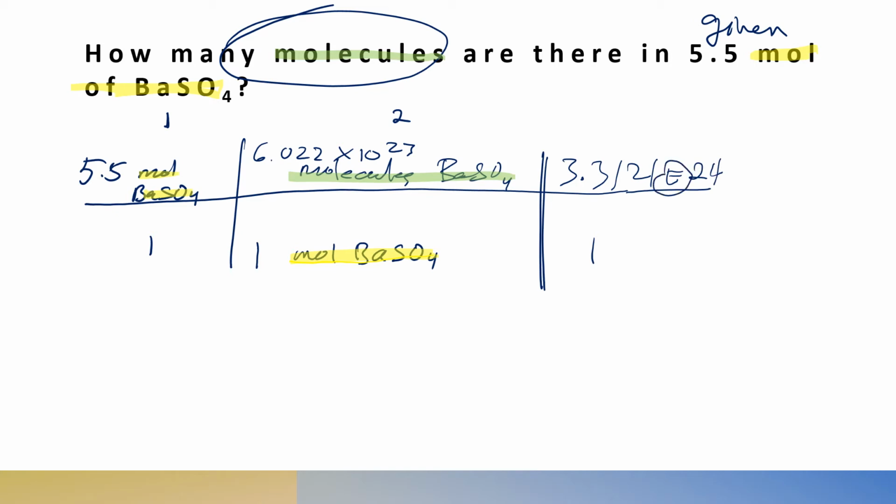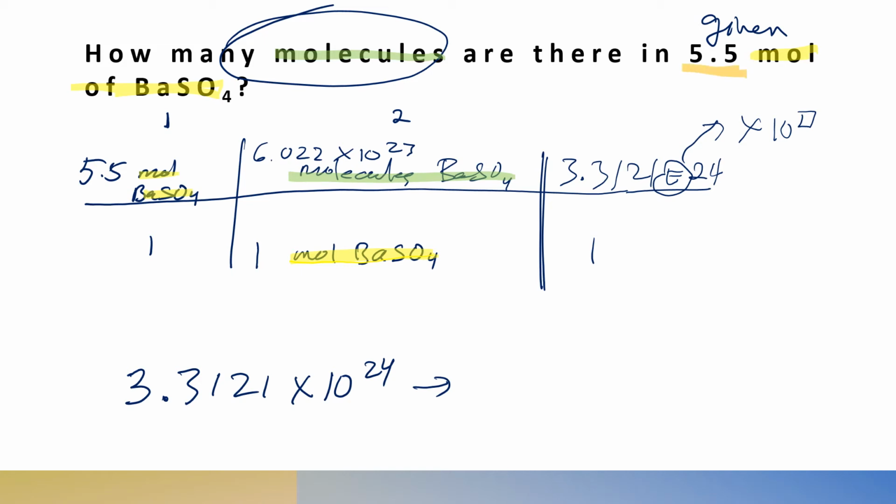When you see the letter e like this, it means times 10 to whatever exponent. So try to avoid doing that on your paper, like your final answer. So my answer is 3.3121 times 10 to the 24. I got 2 sig figs right there, so my answer needs to have 2 sig figs. So 3.3 times 10 to the 24 molecules BaSO4.